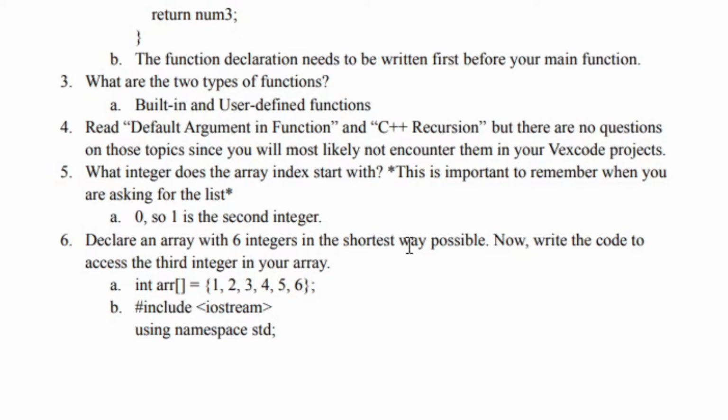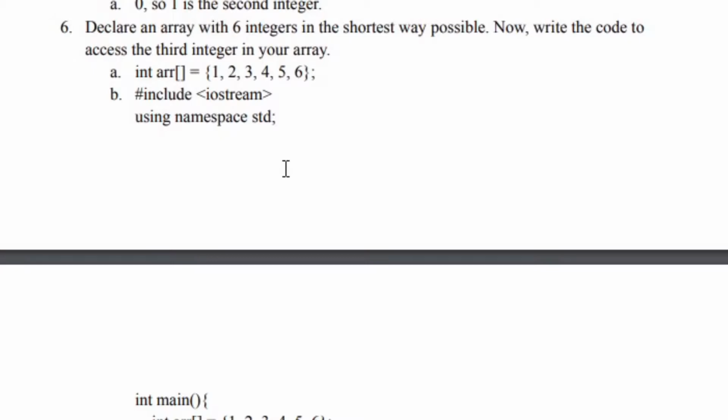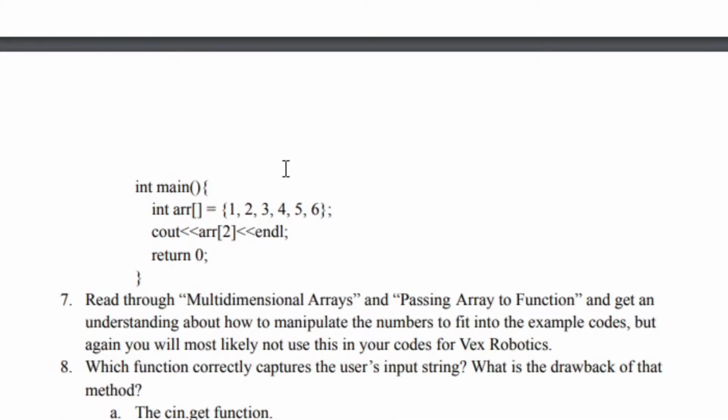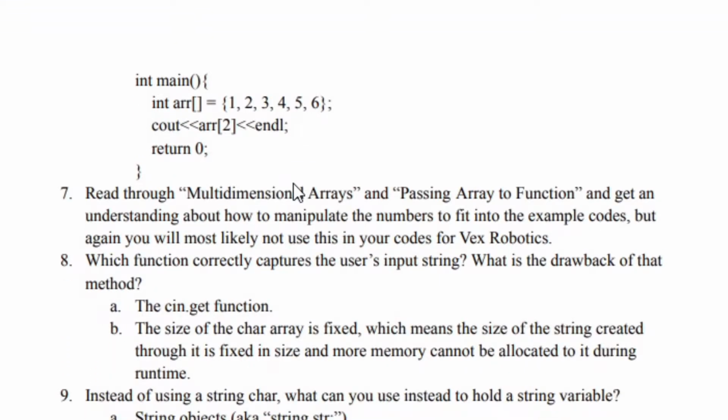Number 6. Declare an array with 6 integers in the shortest way possible. Now write the code to access the third integer in your array. My integer array goes between numbers 1 and 6, and remember that if you want the third integer, you want to put the number 2. So in your int main function, you will declare the integer array, and you will cout the array index 2 to get the third integer of your array.